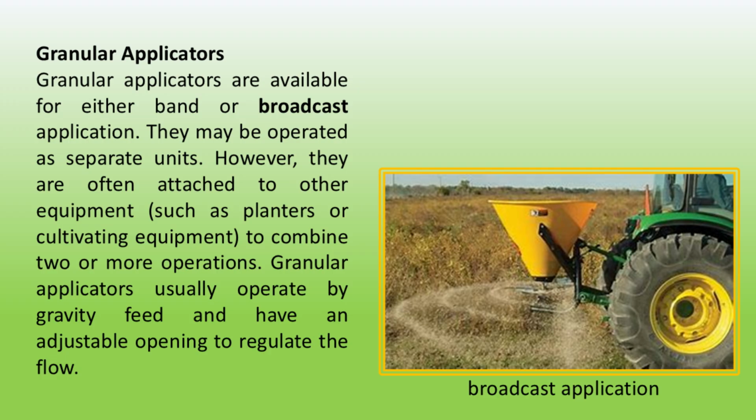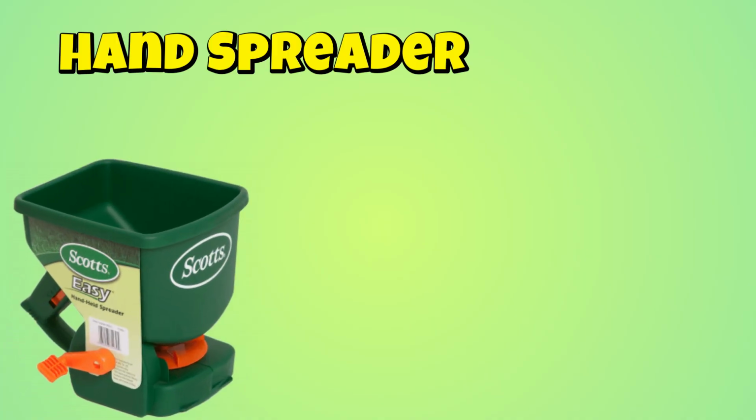Granular applicators are available for either band or broadcast application. They may be operated as separate units. However, they are often attached to other equipment, such as planters or cultivating equipment, to combine two or more operations. Granular applicators usually operate by gravity feed and have an adjustable opening to regulate the flow. And I think a simple example of this would be a hand spreader. How many of you have ever used a hand spreader where you can actually move the dial at the bottom and you can adjust the flow of those granules coming out?